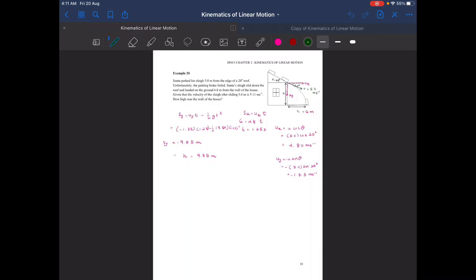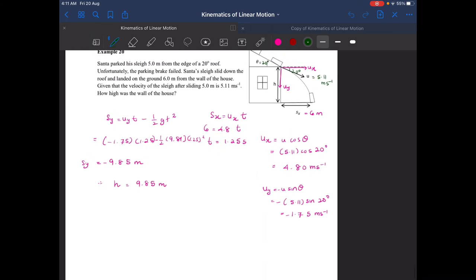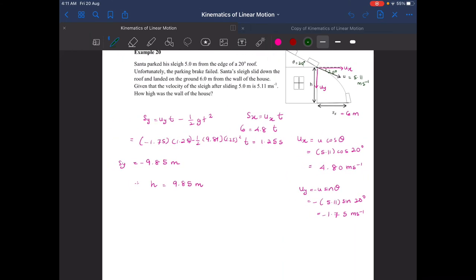Ada soalan yang last ni. Okay, Miss tak nak explain. Miss nak kamu tengok je dia punya jalan kerja, and then think, macam mana boleh dapat jawapan macam ni. I'm not going to explain this. Cuba try buat and then try check jawapan Miss. Thank you.